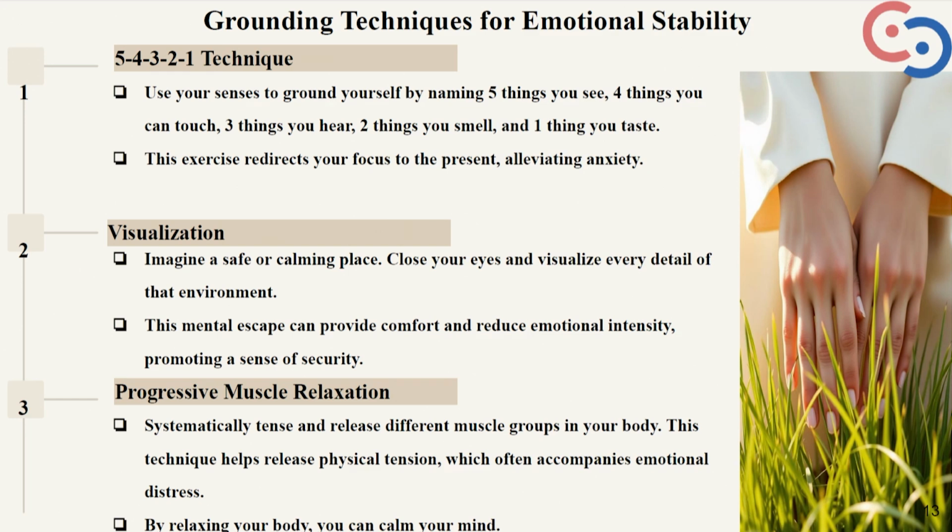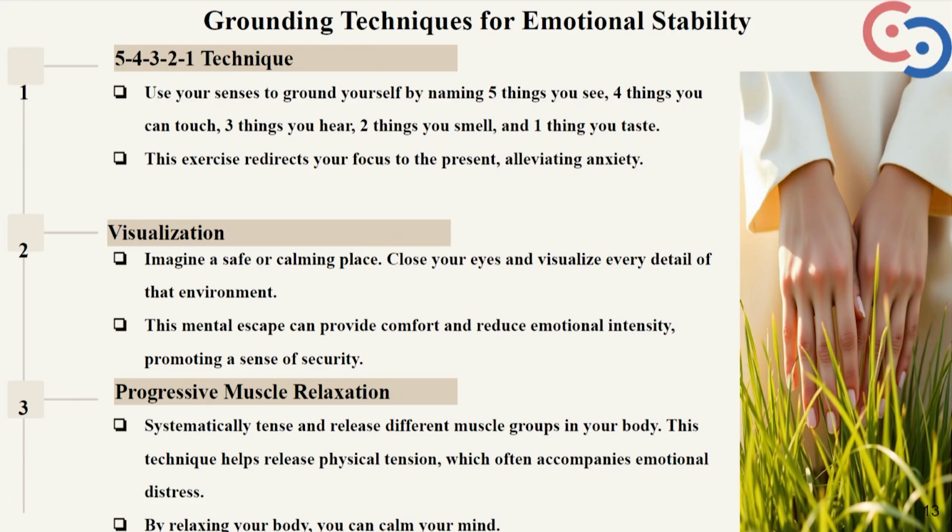Visualization is another technique, imagining a safe or calming place. Suppose I am sitting near a river. Close your eyes and visualize every detail of that environment. This mental escape can provide comfort and reduce emotional intensity, promoting a sense of security. Then finally, progressive muscle relaxation: systematically tense and release different muscle groups in your body. These techniques help release physical tension, which often accompanies emotional distress.